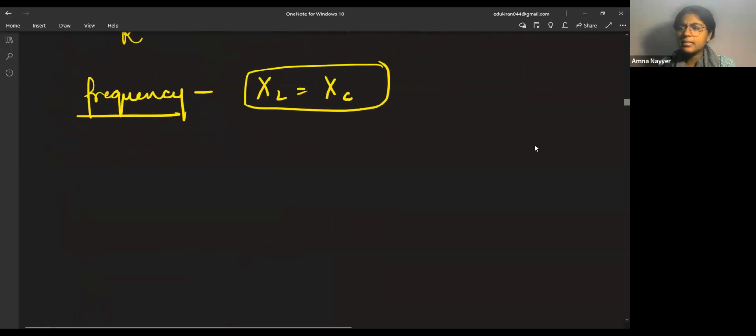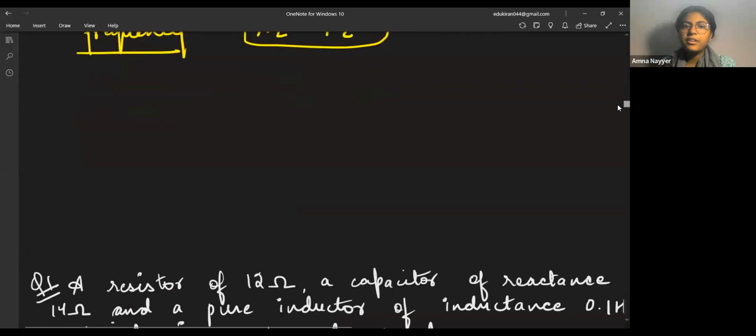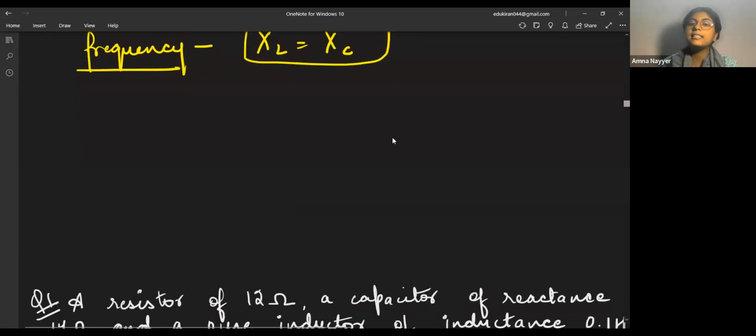Frequency also let us discuss. Frequency is when XL is equal to XC. See, what was the formula of XL? Yes, what is the formula of XL?